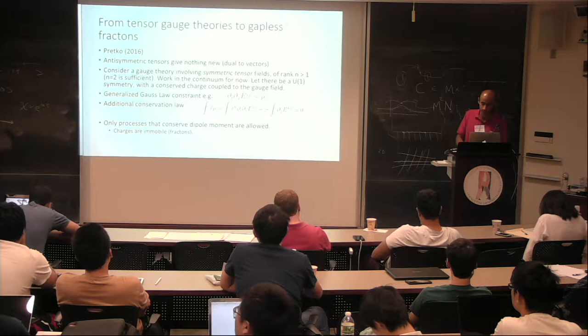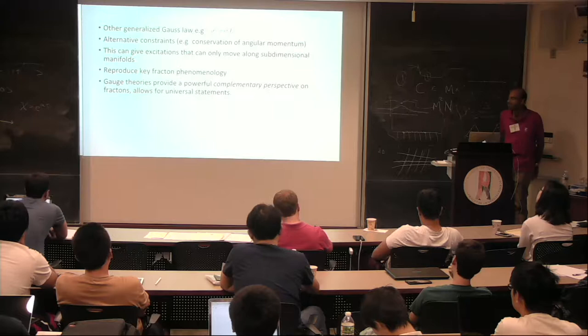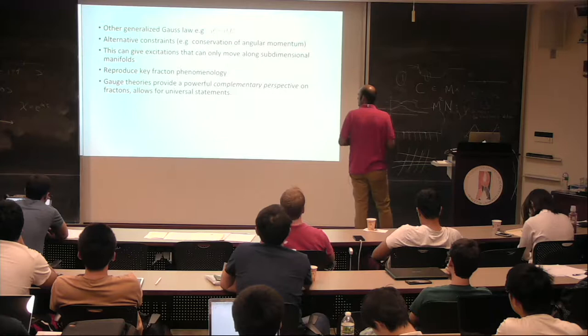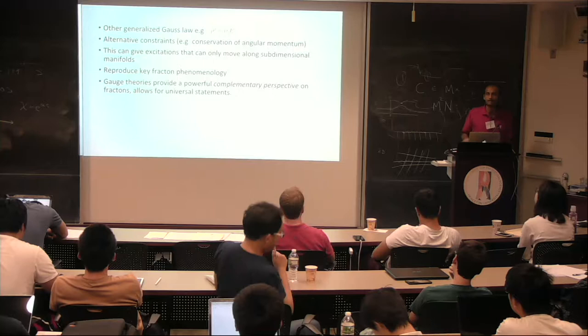This is one possible Gauss law you can write down. There's other generalized Gauss's laws which we could have written down, like this one. This constitutes a different sort of higher rank gauge theory. It leads to other constraints, things like subdimensional particles. But the key point is that you can reproduce the essential fracton phenomenology by writing down gauge theories of higher rank gauge fields.